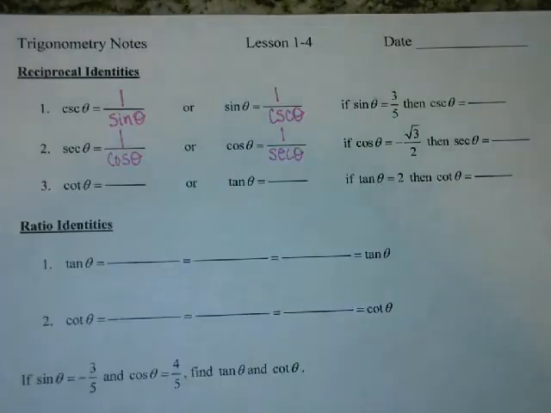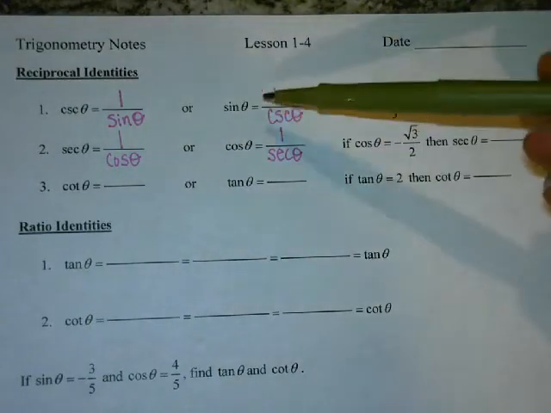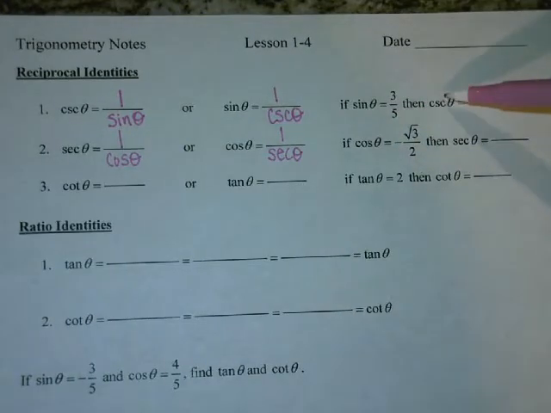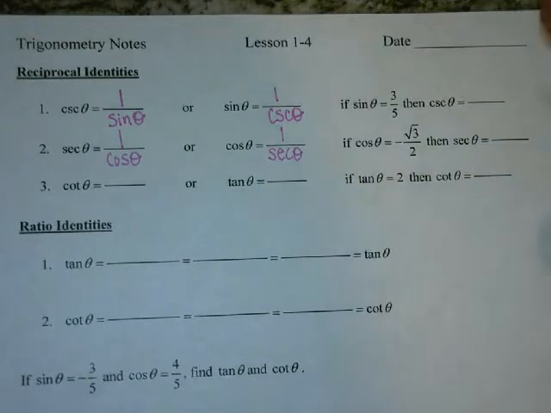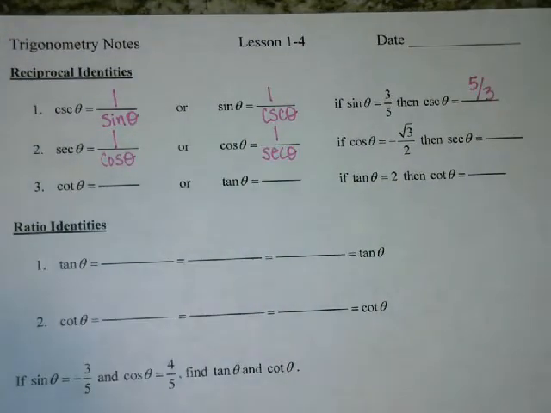Using that fact, we have some reciprocal identities. Cosecant is 1 over sine, or sine is 1 over cosecant. That means that if sine of theta is 3/5, then cosecant of theta is 5/3. We can just flip it over.